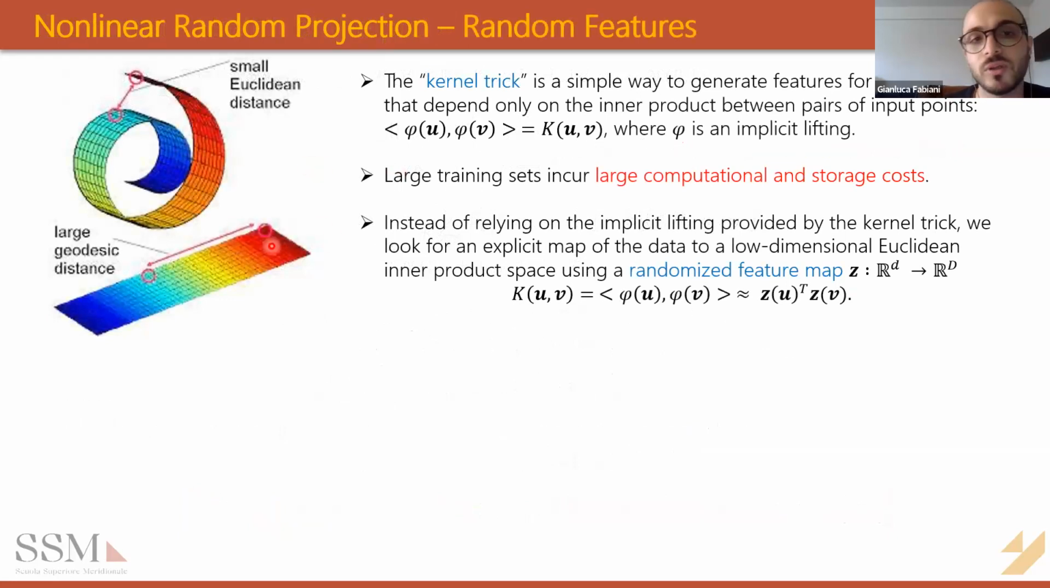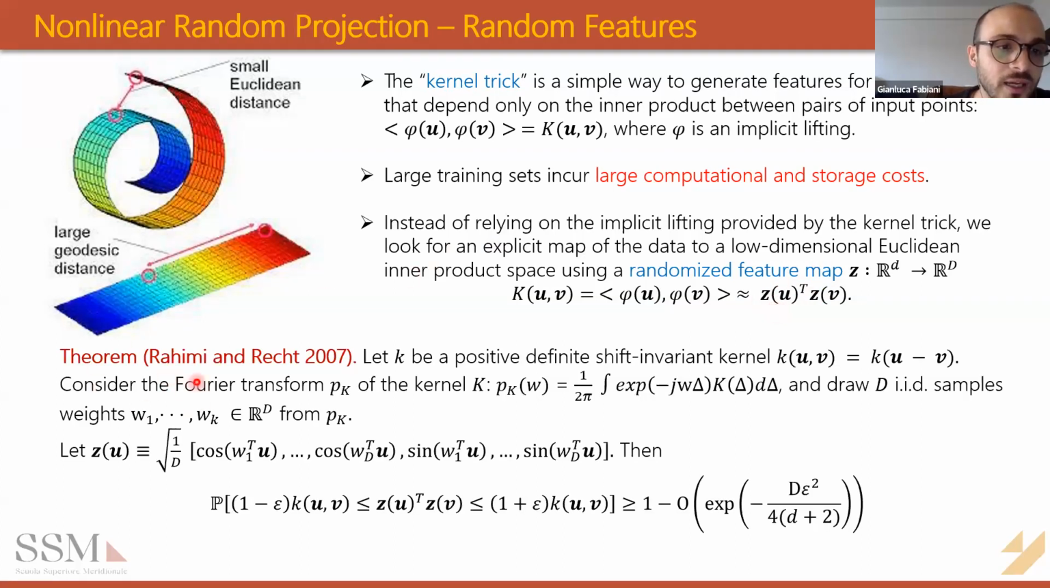But in general, when we work with data, we may need other kinds of distance, other definitions that may involve some kernel. This is usually called the kernel trick, where the kernel implicitly defines a lifting operator phi and also an inner product, and this kernel approximates this inner product. The problem of using kernels is that if we have a large training set, this usually incurs large computational time and storage costs. So the idea here is to use random features to show that we can approximate this inner product by just random feature maps.